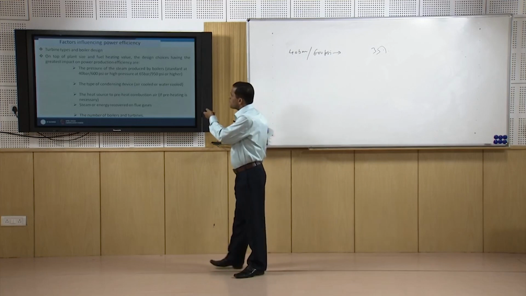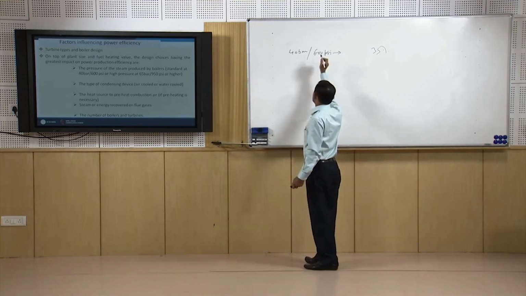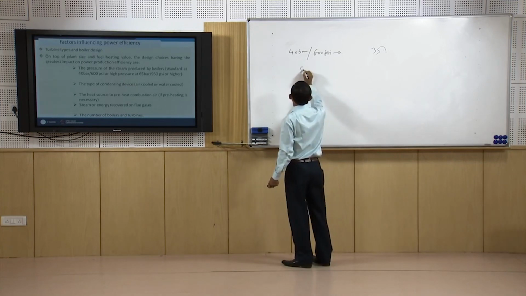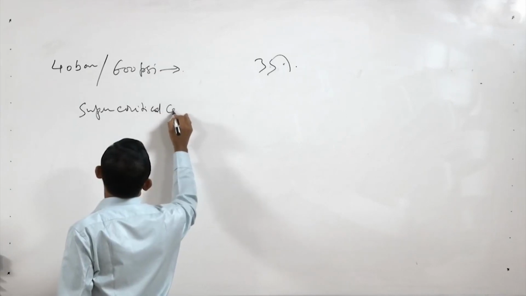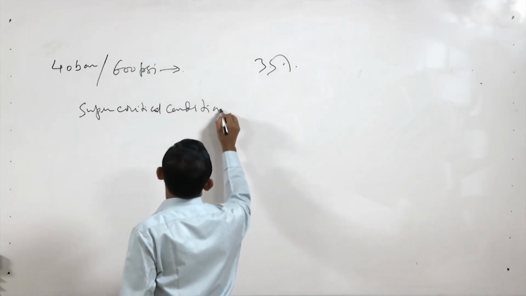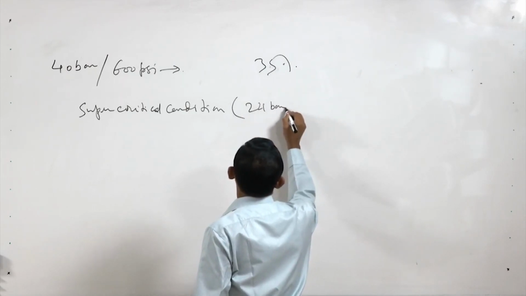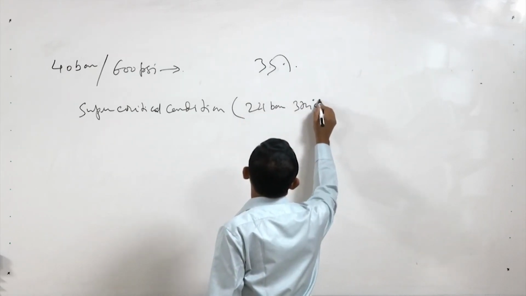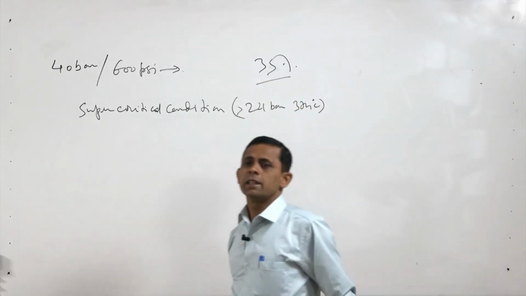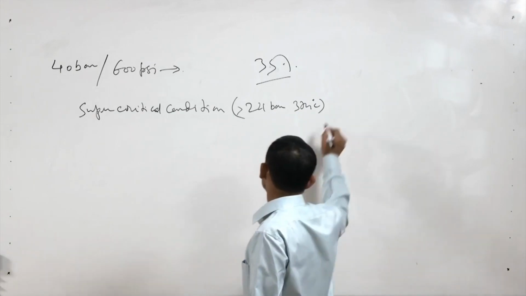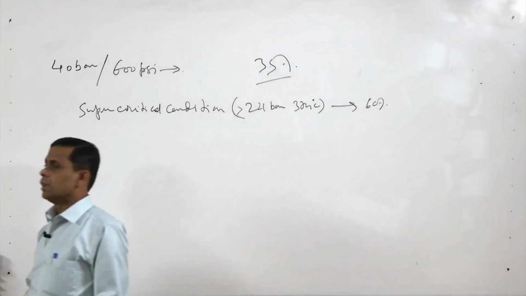So, if the pressure of the steam is increased above supercritical conditions, that is 221 bar and 374 degree centigrade and above, then the efficiency increases. So, 35% can be increased up to 60%, 63%.